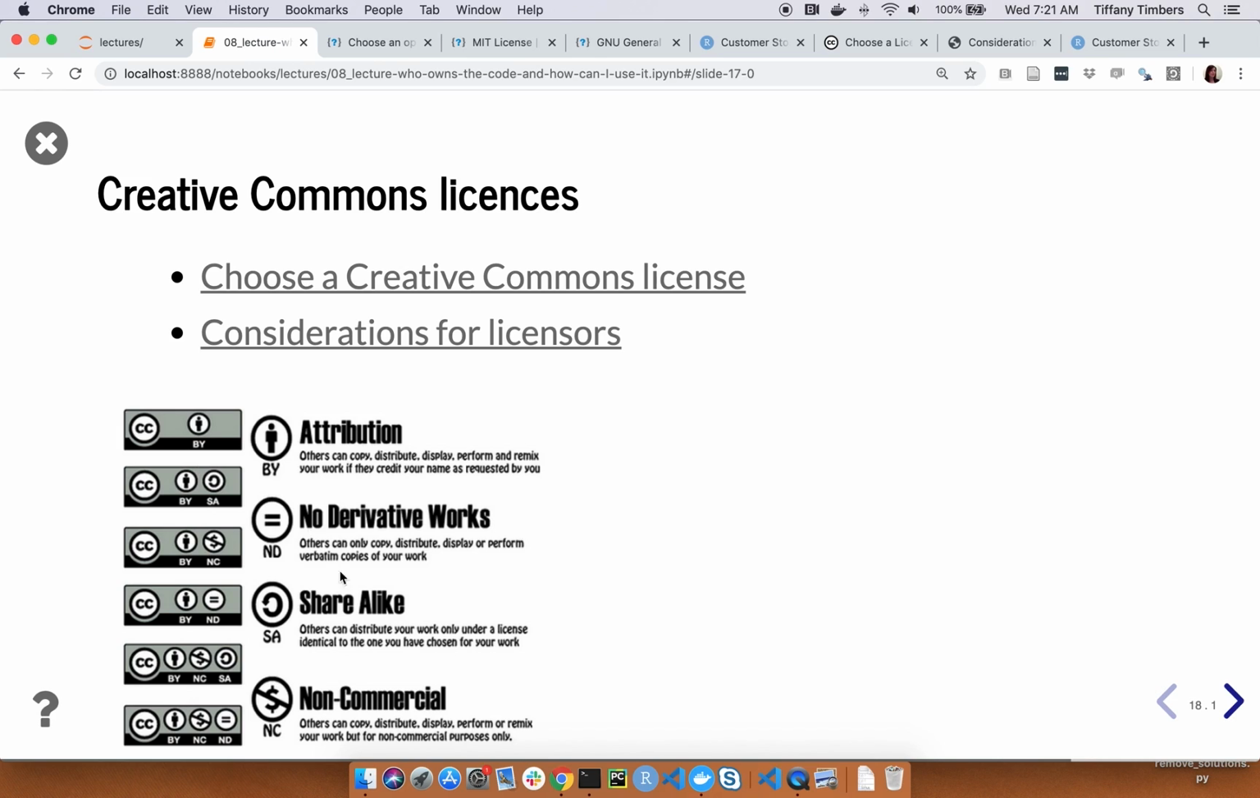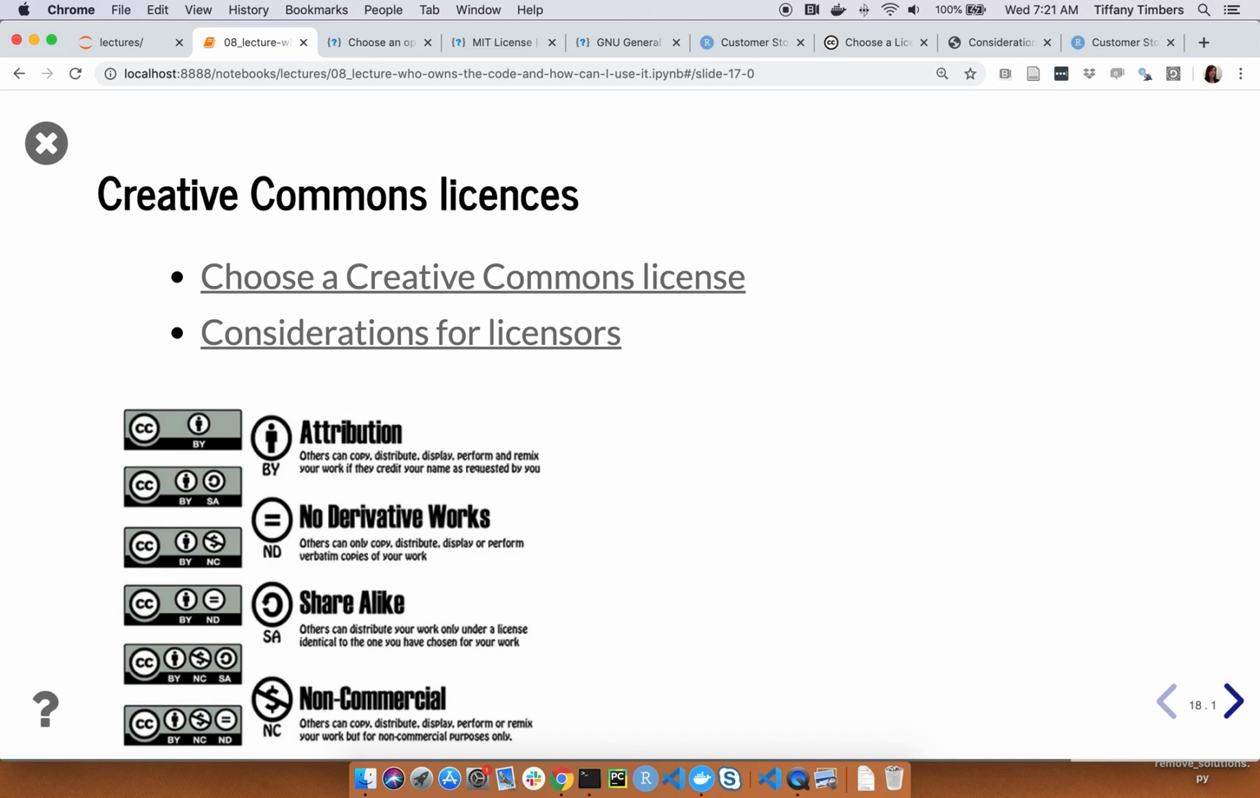Share alike has a very similar feature to those GNU GPL licenses, in that if you add this feature to your license, others can redistribute your work, but they also have to use the same share alike license.